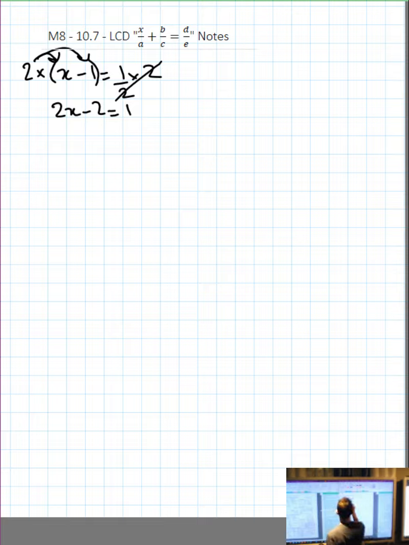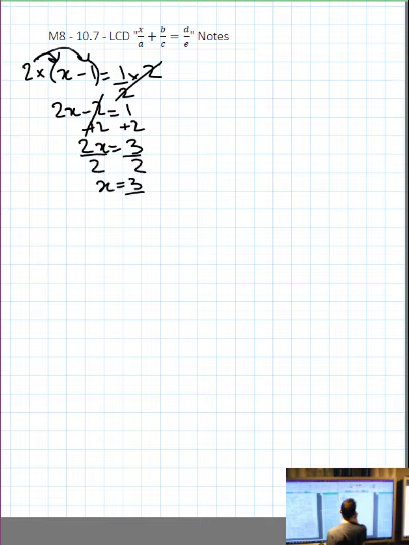Now I have a negative 2. I can add 2 to both sides, perform the opposite operation to both sides. On the left-hand side, negative 2 plus 2 is 0. Cross it off. 2x equals 1 plus 2 is 3. On the left-hand side, we have 2 times x. Performing the opposite operation to both sides is dividing both sides by 2. And we get x equals 3 over 2.